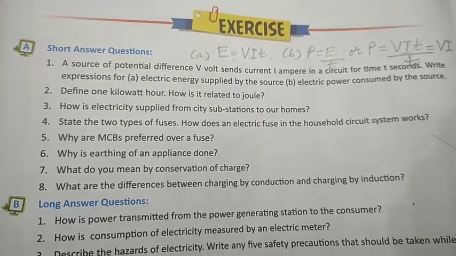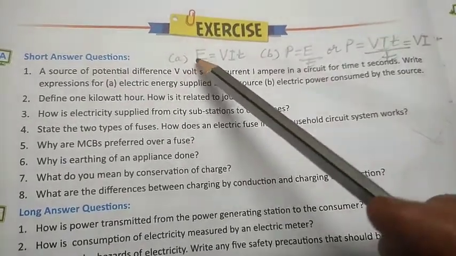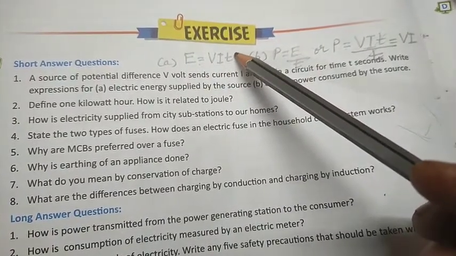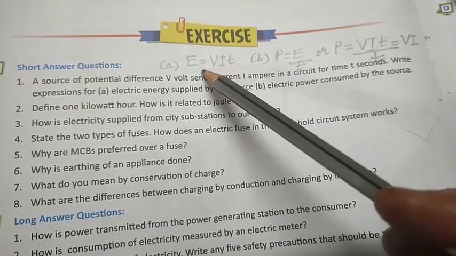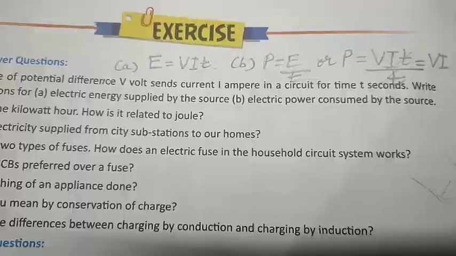So electric energy supplied by the source, that is E equals VIT. Here V is potential difference, I is the current and T is the time.